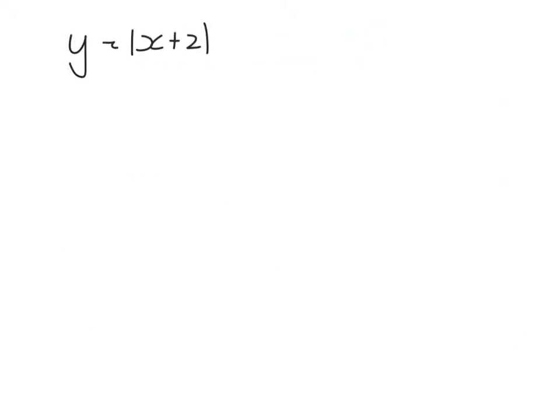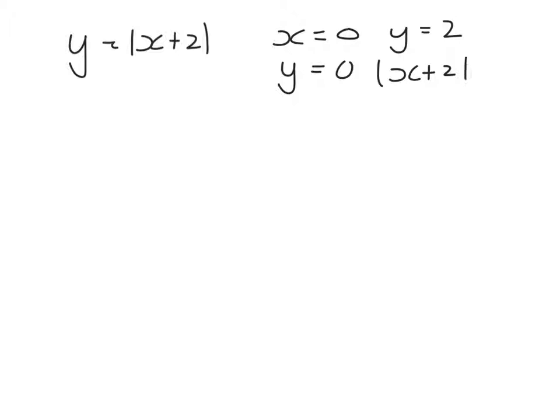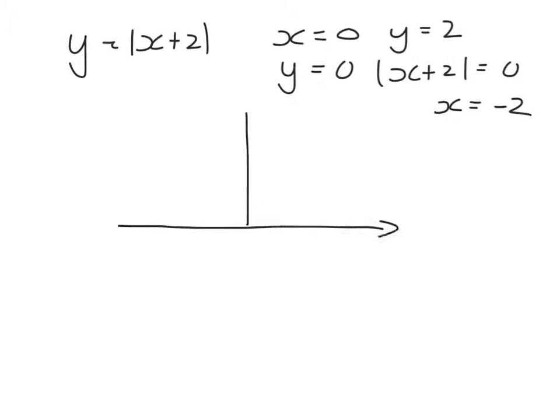Drawing this graph is the same as any other. We need to know what crosses the axes. So when x is 0, y is 2, and when y is 0, the modulus of x plus 2 is 0. That means that x is minus 2. So our graph will be y equals x plus 2.